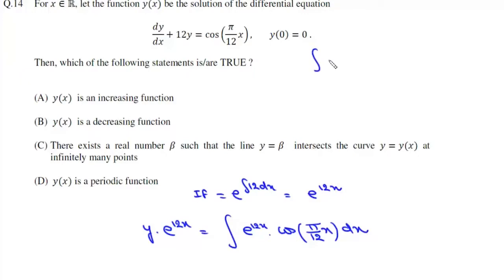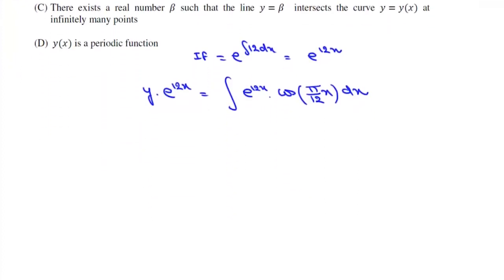Now we know that the integral of e to the power ax into cos bx dx, we solve it using integration by parts, and since this is a standard result, we'll directly write this as e to the power ax upon a square plus b square into (a cos bx plus b sin bx).